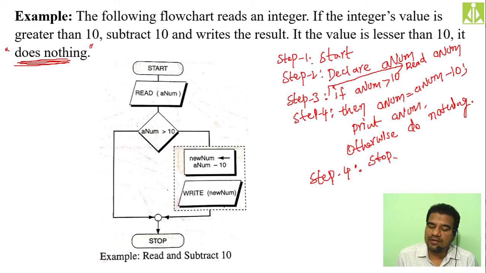Step 3 will be read a num. Step 4, we are comparing, we are doing the condition check. If at all a num is greater than 10, then what we are doing, a num equals to a num minus 10. We are subtracting 10 from a num, and we are assigning the same value to a num. Then we are printing a num, printing the number. Then that's it. Here we are stopping. Otherwise do nothing. We are not doing anything. Stop.